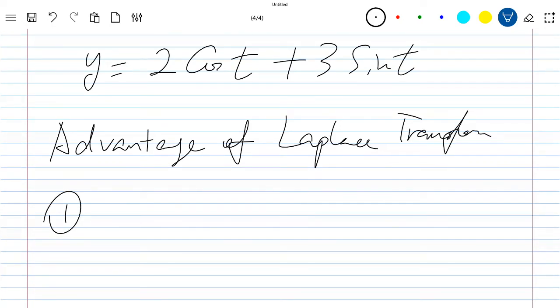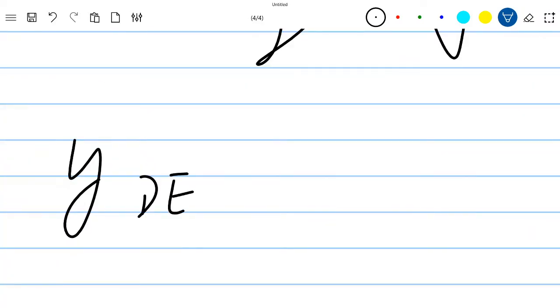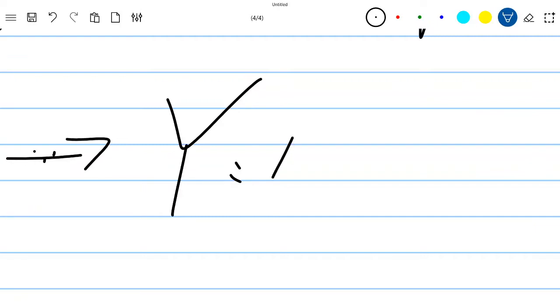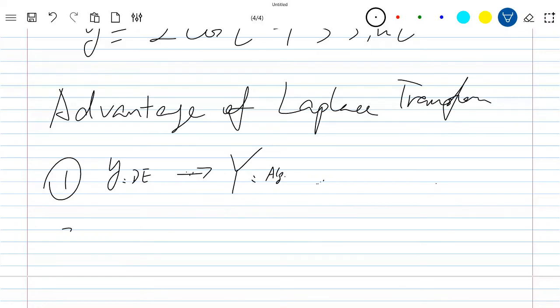First, when you solve the equation for y, it's a differential equation, right? But when you get the equation for Y, it's an algebraic equation. And an algebraic equation is always easy to solve, right?